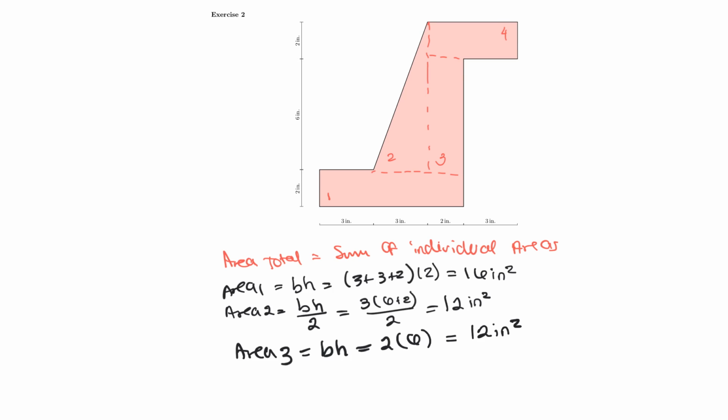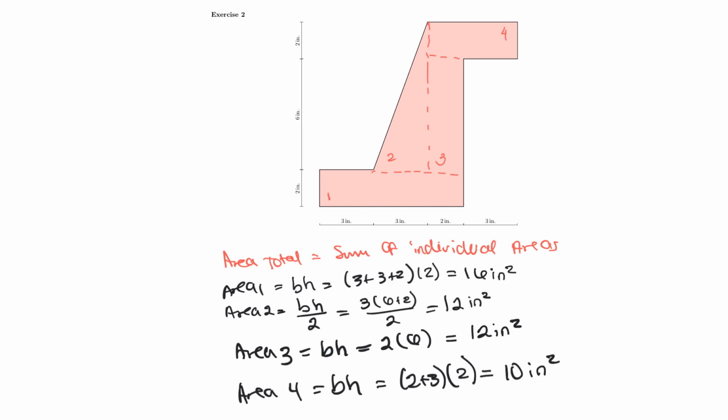Okay, and finally area 4, it is also a triangle. The base could be this one, this part here. If we go projection down here, it will be 2 plus 3, right? Projection here, all this length. 2 plus 3 times the height, which is 2. And this is equal to 10 inch square.